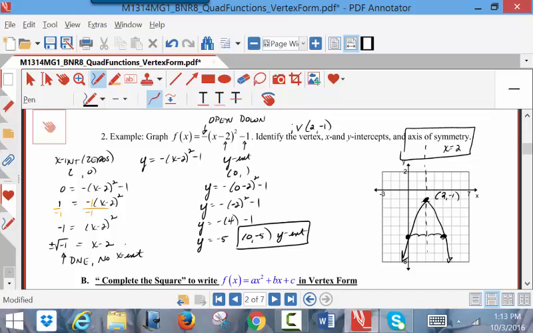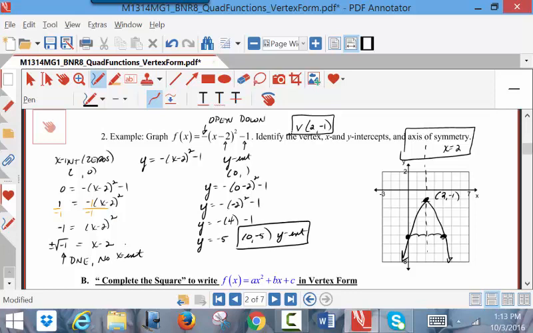Okay, so you have your vertex. You have that it opens down. We have our y-intercept. We have no x-intercepts. We have an axis of symmetry. That's a lot of information because the equation of this quadratic function is in vertex form. Some really good stuff.